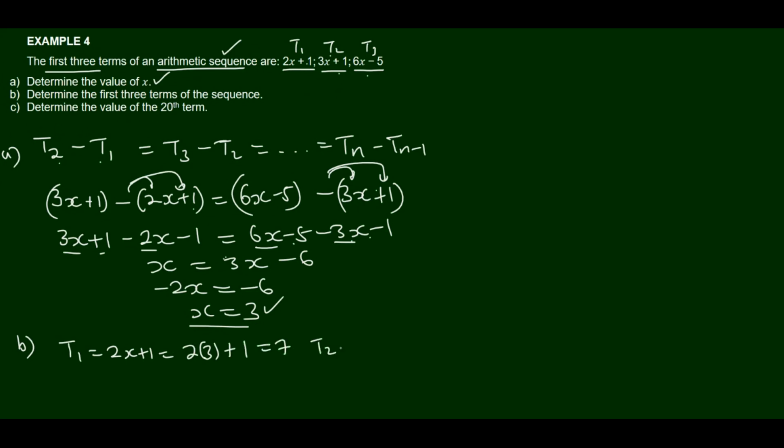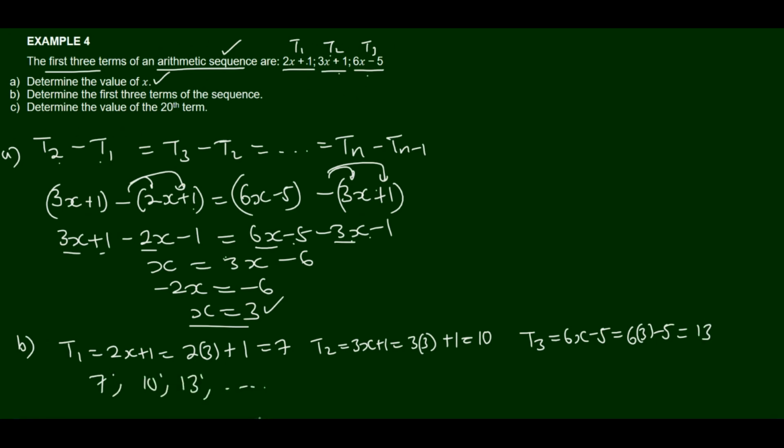Then T2 is equal to 3x plus 1. Since our x is 3, it's going to be 3 times 3 plus 1, which is 10. Then T3, which is 6x minus 5. Since our x is 3, it's going to be 6 times 3 minus 5, which is equal to 13. So it means we have 7, 10, 13 as our first three terms.